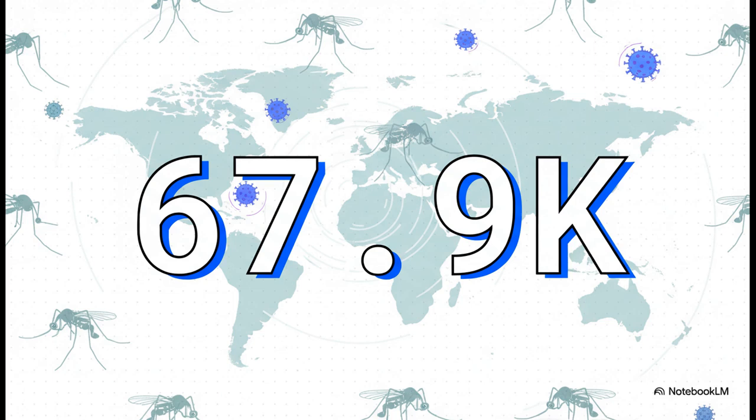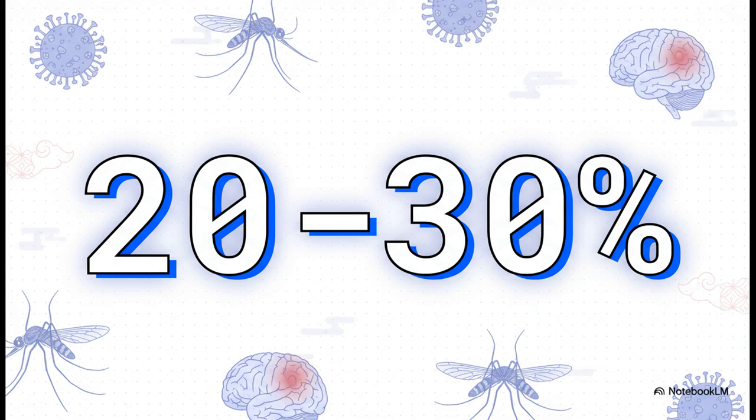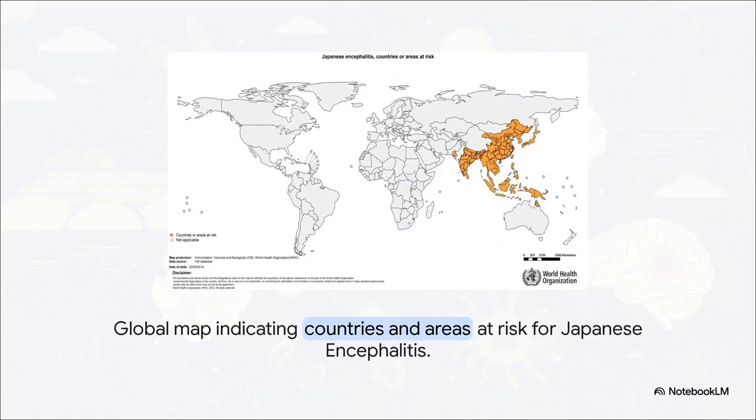And the global burden today? It's still a huge problem. We're looking at an estimated 67,900 reported cases of Japanese encephalitis every single year. But the raw number of cases doesn't even tell the whole story. The severity is what's really stark. For patients who actually develop clinical symptoms, the case fatality rate is a staggering 20 to 30%. And it doesn't end there. For the people who survive, a huge portion, we're talking 30 to 50%, are left with severe, often lifelong, neuropsychiatric problems.